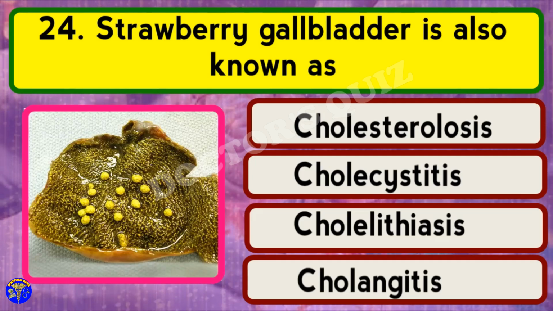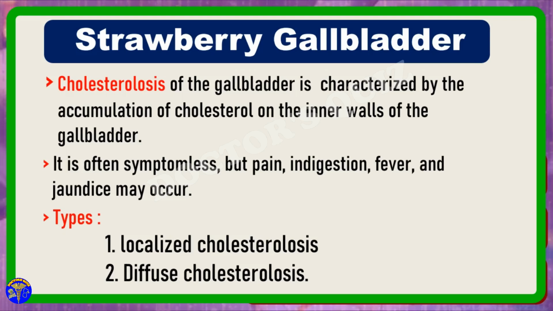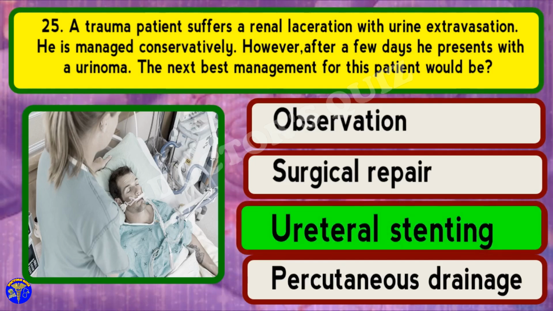Strawberry gallbladder is also known as the answer is cholesterosis. A trauma patient suffers a renal laceration with urine extravasation. He is managed conservatively. However, after a few days, he presents with a urinoma. The next best management for this patient would be the answer is ureteric stenting.